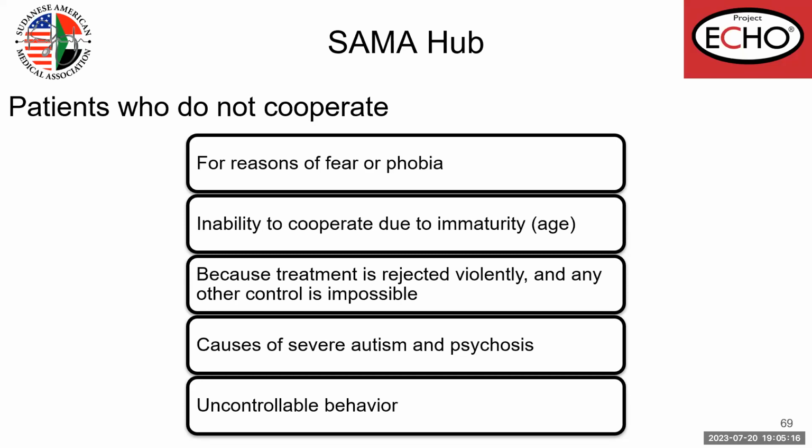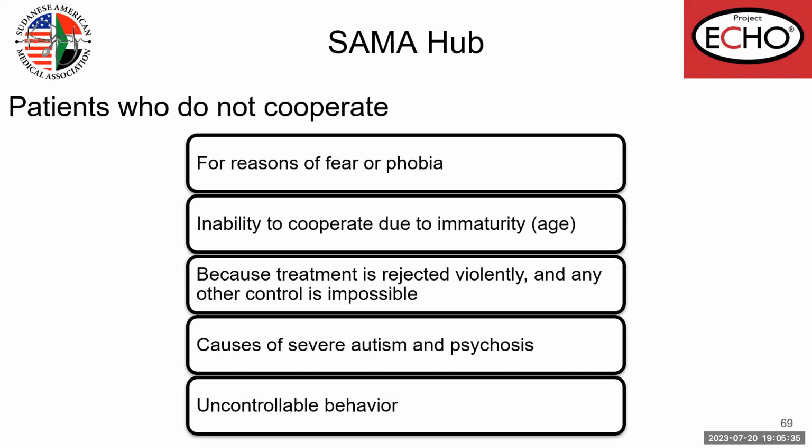If they have fear, anxiety or phobia, and they are around 12 or 13 years old, usually they will reject the treatment violently. So in these cases, it's even risky to do a sedation because they can become violent. It's better to go for general anesthesia.